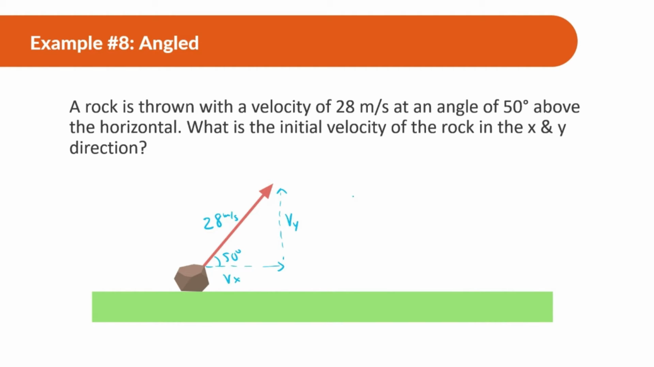Again, I should know the velocity in the x is equal to this hypotenuse, 28, times cosine of 50. So let's put that into my calculator. That's 18 meters per second.